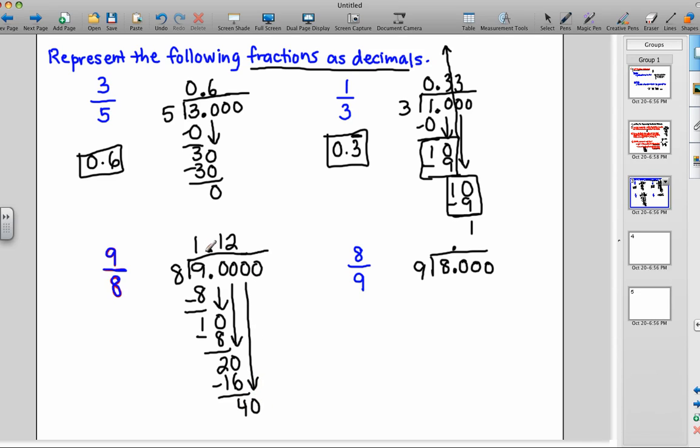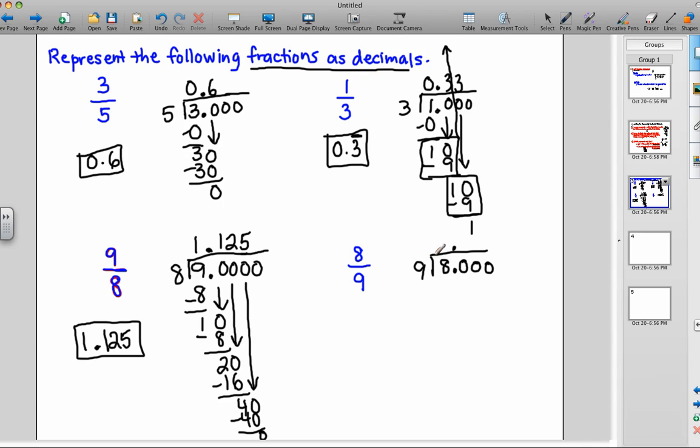Notice how carefully I'm doing my work. I'm lining everything up, pulling everything down, straight down. 8 goes into 40, 5 times. 5 times 8, 40. 40 subtract 40, 0. I can stop. The answer is 1 and 125 thousandths, the decimal equivalent of 9/8.